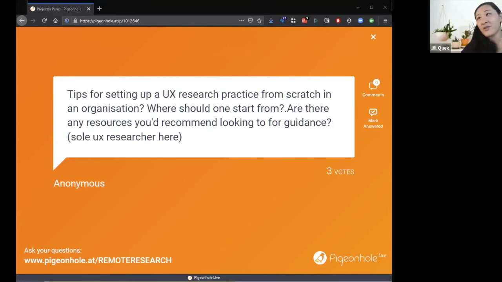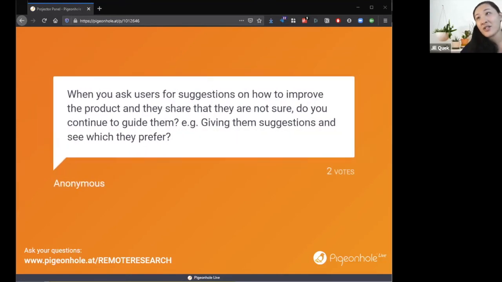Yeah, great answers and discussion there. So moving on to the next question: when you ask users for suggestions on how to improve a product, and they share that they're not sure, how do you continue to guide them? Would you give them suggestions, see what they prefer? Can you go first? Okay, just to be fair.